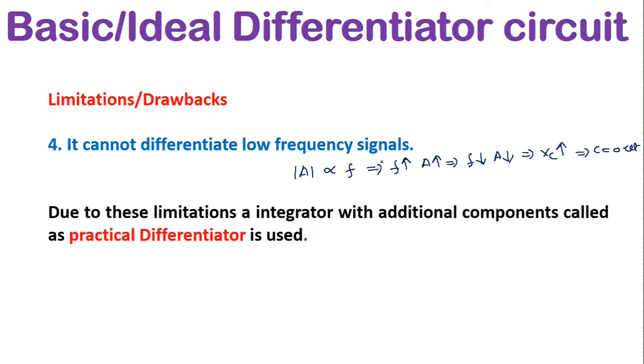So because of these four limitations, this ideal differentiator circuit is not used practically. Instead of it, we use the practical differentiator circuit, which uses some additional components to avoid the limitations of the ideal differentiator circuit, or to overcome the ideal differentiator limitations. We use the practical differentiator circuit, and we discuss this practical differentiator circuit in the next class.